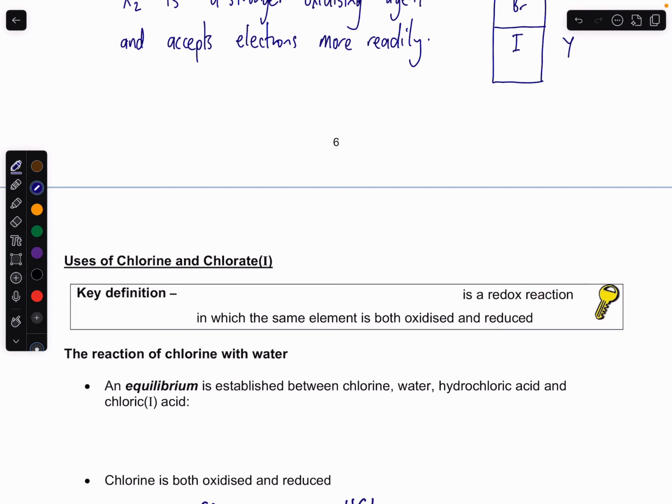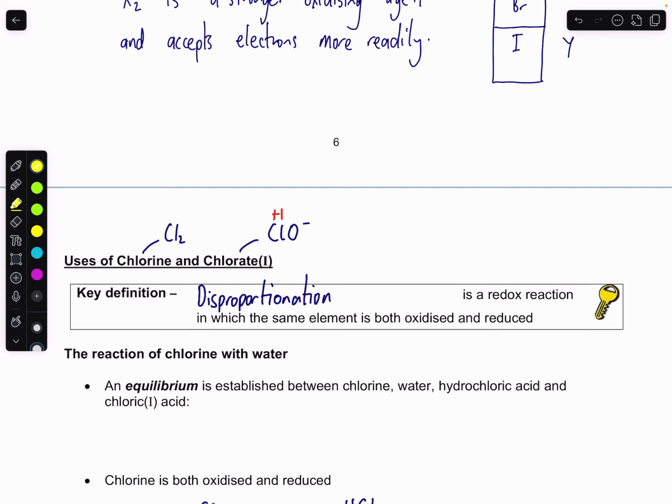In this video, we're going to look at the uses of chlorine and the chlorate 1 ion. So just a reminder that chlorine is Cl2. The chlorate 1 ion is where the chlorine is in the oxidation state +1. So we've got a key definition here, and this key definition is disproportionation.